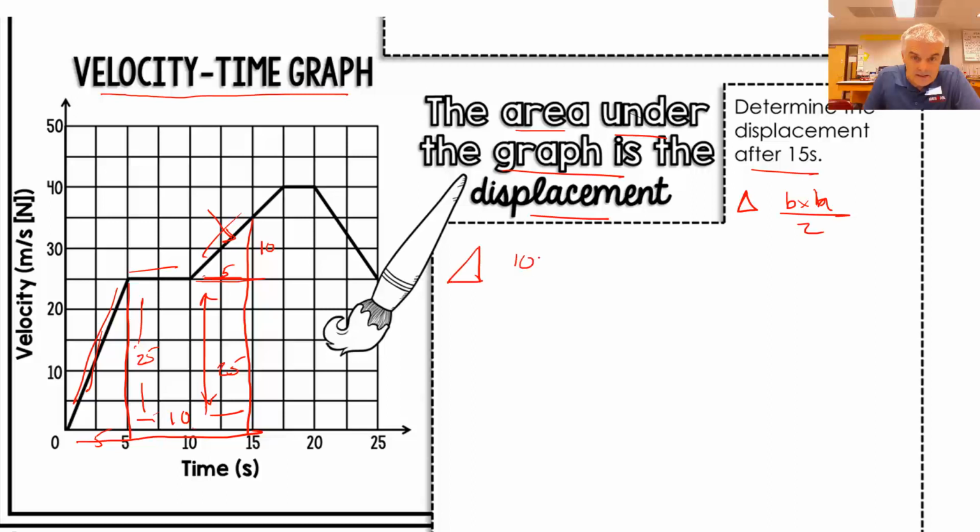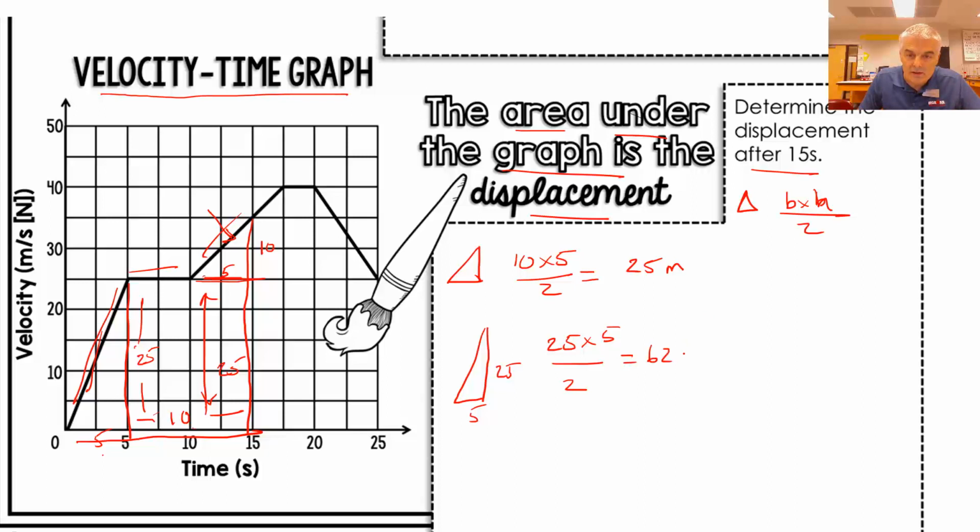That's 10 times 5 divided by 2, right, because it's a triangle. So 10 times 5 is 50. 50 divided by 2 is 25 meters, because it's going to be just distance. This triangle right here, we'll call this the tall triangle, which was 25 times 5. So that's 25 times 5 divided by 2. All right, we'll get the calculator out here. 25 times 5 divided by 2 gives me 62.5.